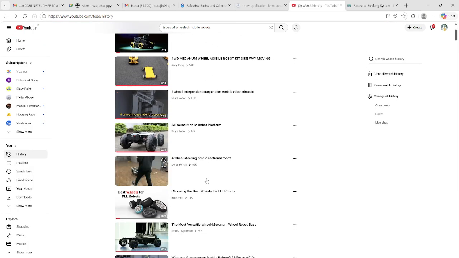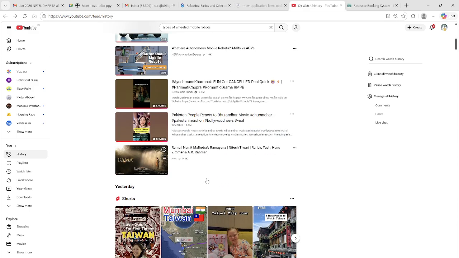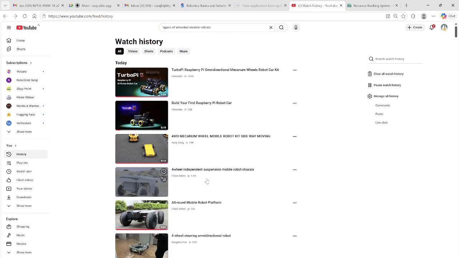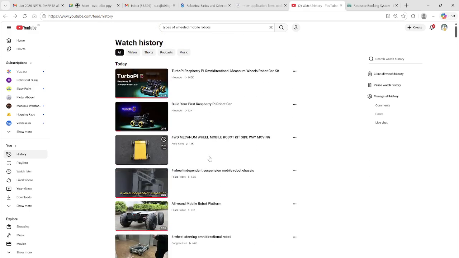Apart from this, there are many robots available with different types of wheels. I think you can have a look yourself at all of these.